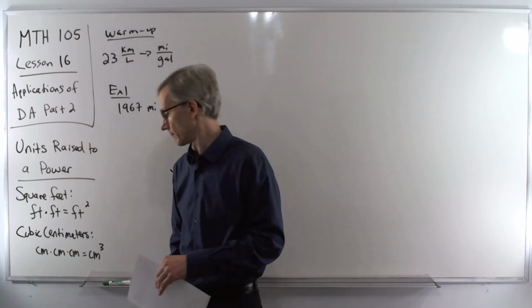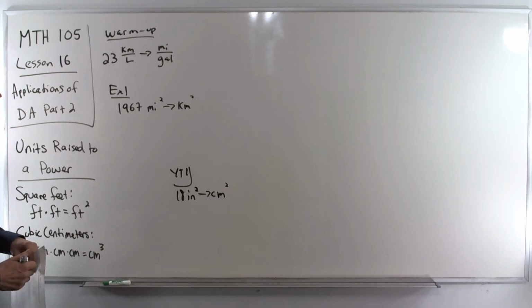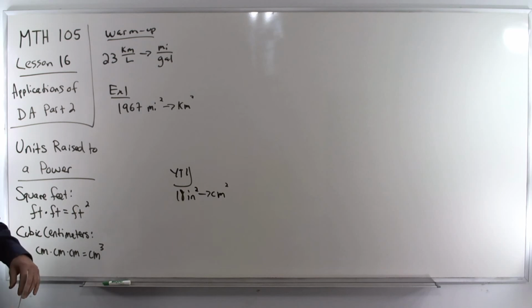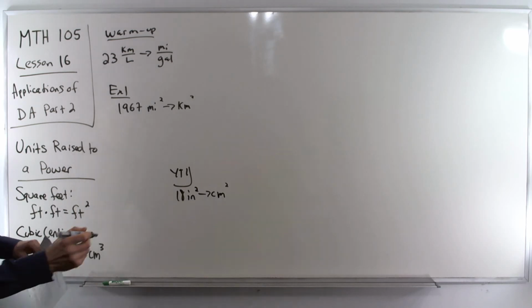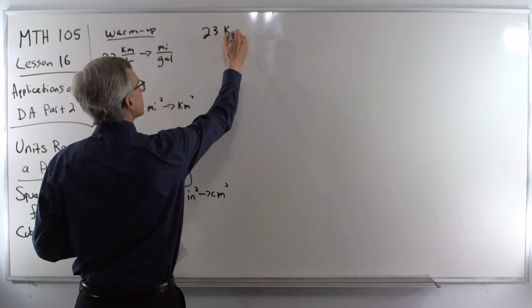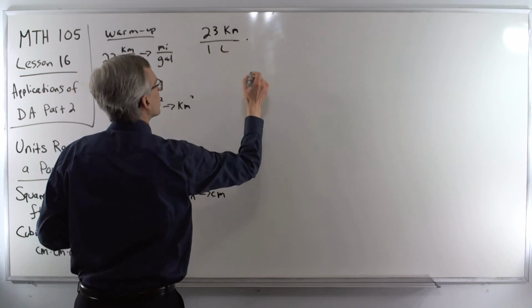Please start with a warm-up. We've got a European car. Fuel efficiency is given in kilometers per liter. We're going to convert that to miles per gallon. Now we've got a rate, so that means we've got to include both of those units, one on top and one on the bottom.